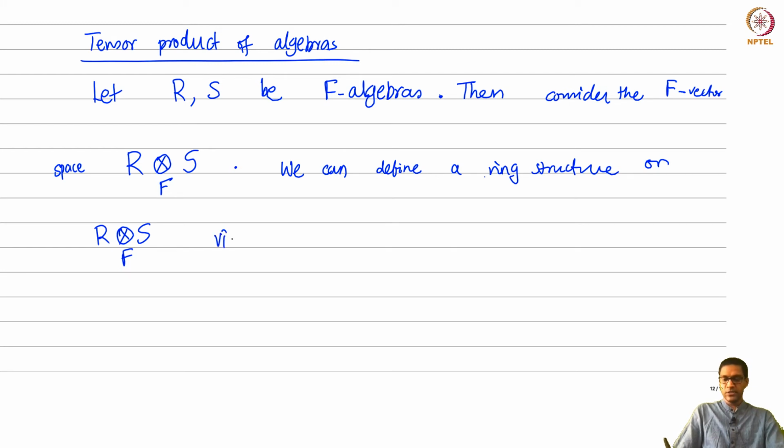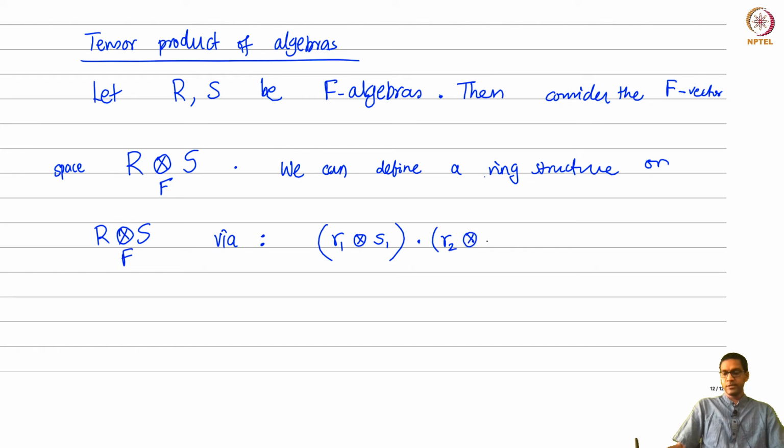Okay, well, how can we do this? Well, again, let me just tell you what the final answer is in terms of the decomposable tensors. Let's take a simple tensor of the form R1 tensor S1 and multiply it by R2 tensor S2. I would like to multiply R1 and R2 in the ring R and S1 and S2 in the ring S. So look at R1 R2 tensor S1 S2.